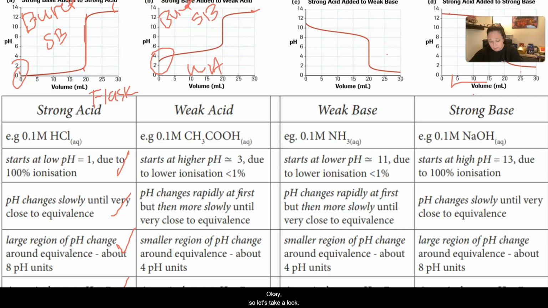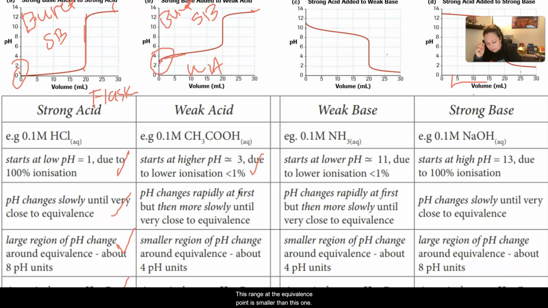Okay, so let's take a look. We have a pH that is starting above 3, so it's above 2. So less ionization or dissociation of the acid. The pH change is rapid at first, and then it levels out because it's a buffer. Rapid buffer. Okay, so that's important.